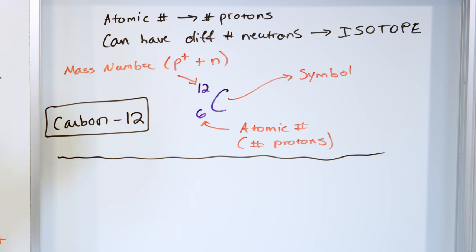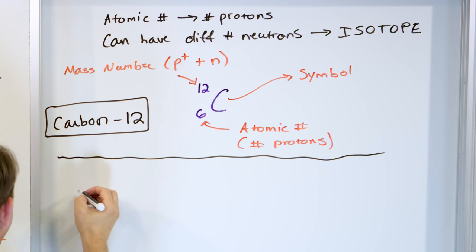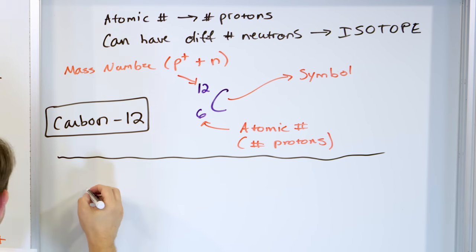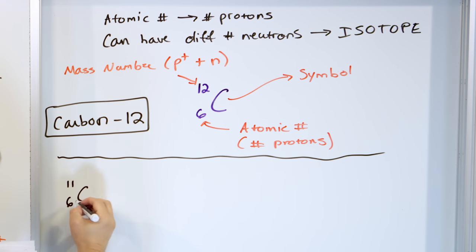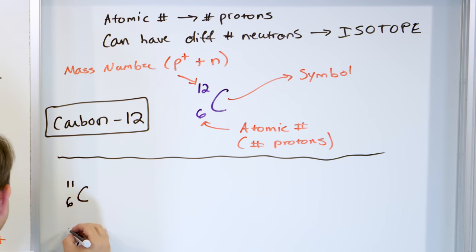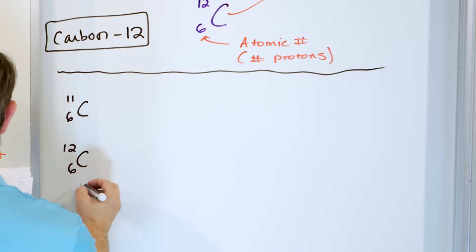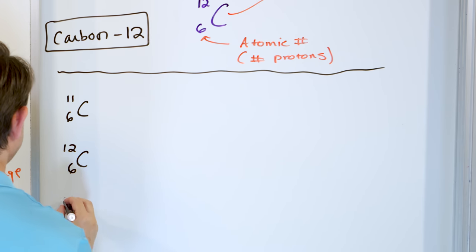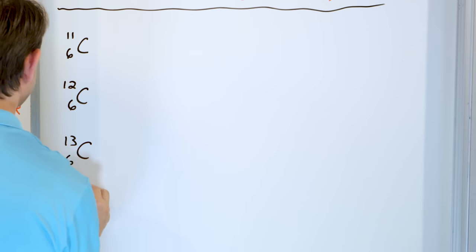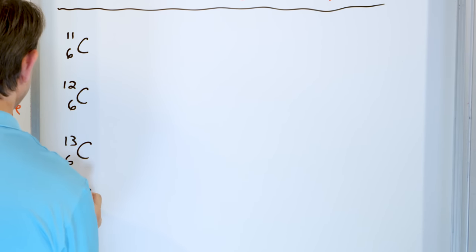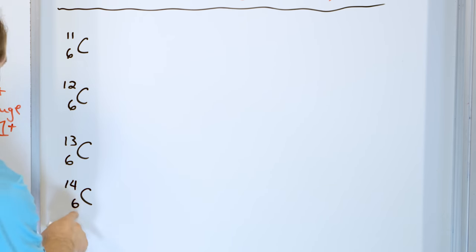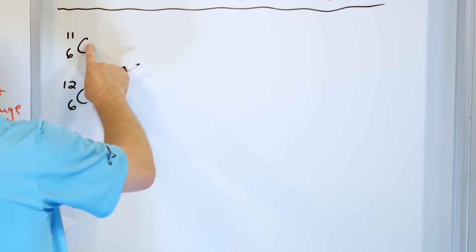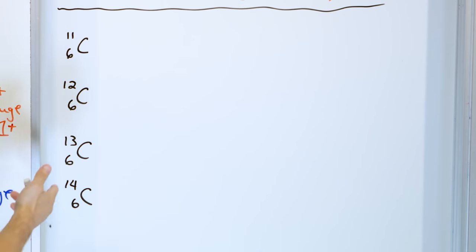So what I'm going to do is write down a couple of different types of carbon, or isotopes of carbon. I'm going to put a carbon, we're going to put an 11 here and a 6 here. We're going to put a carbon, a 12 here and a 6 here. We'll put a carbon, a 13 here and a 6 here, and a carbon, a 14 and a 6 here. First thing you need to know is the bottom number is always the same, because this number comes directly from the periodic table. When you look up carbon, you'll always see the atomic number of 6. They all have 6 protons in the nucleus.